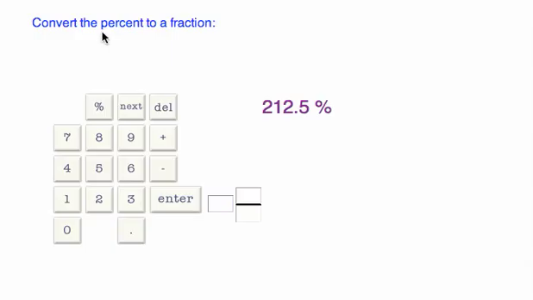Welcome to level 2. Here we're converting a percent into a fraction. And here we have 212.5%. This is one of the more difficult types of questions. So what I'm going to do to convert this into a fraction is convert it into a decimal.